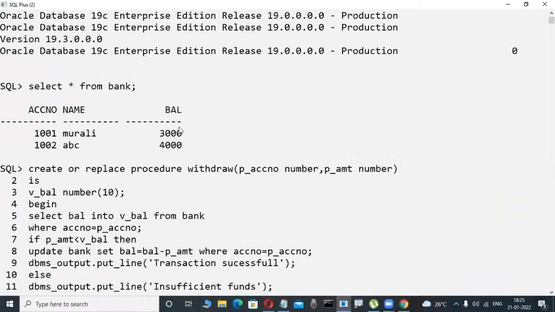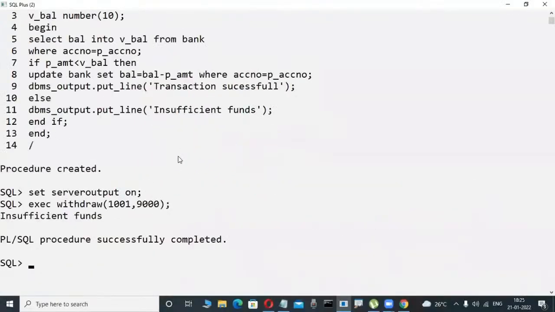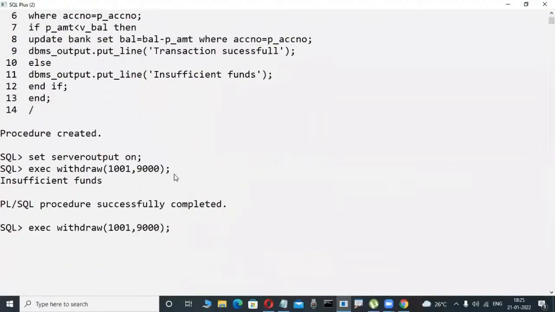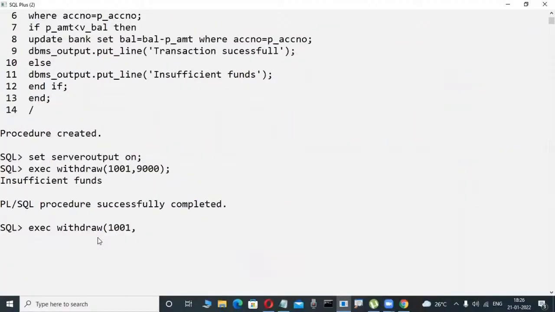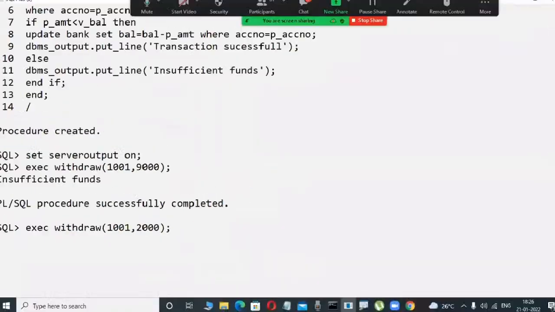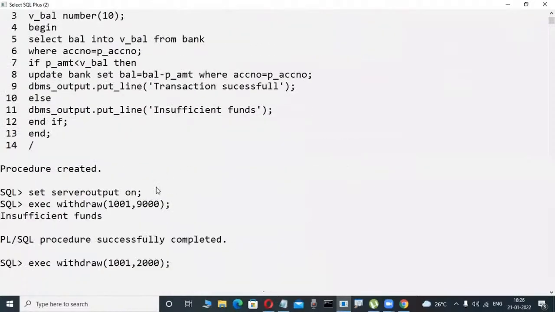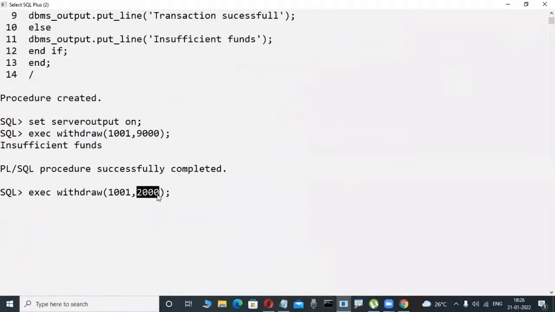For example, in this case, my balance is 3,000. Now I try to withdraw 2,000 rupees. Now 1001 is my account number. I try to execute again, withdraw. Okay, so now here, procedure. Now I try to withdraw 2,000 rupees. Possible? Possible. Why? Because my balance is 3,000, but I try to withdraw only 2,000.